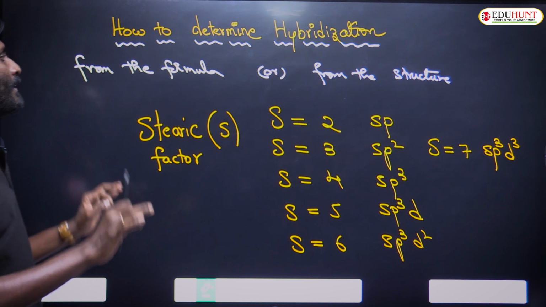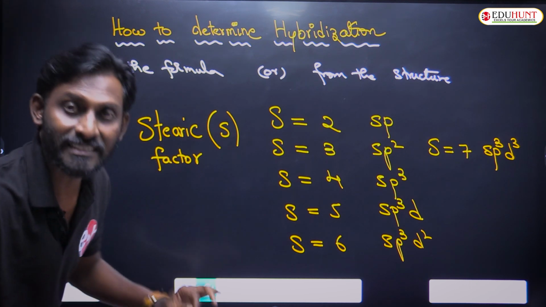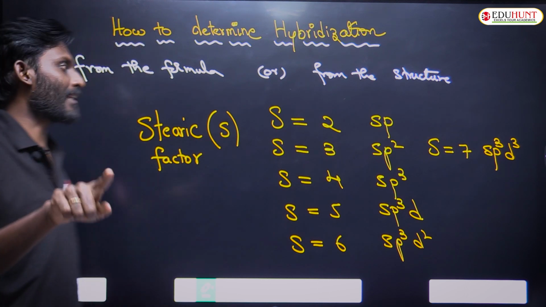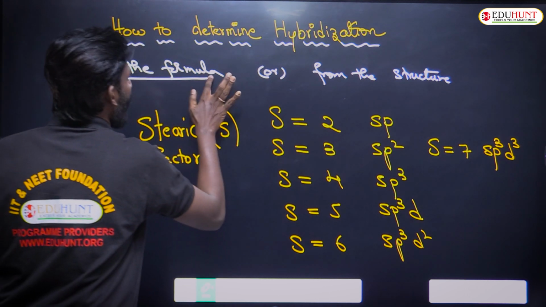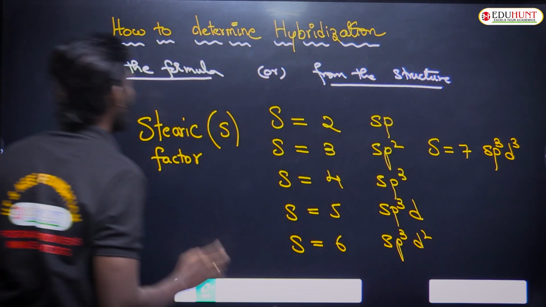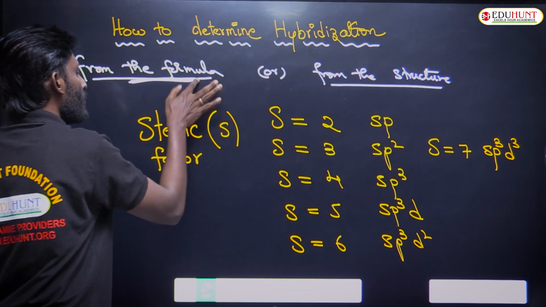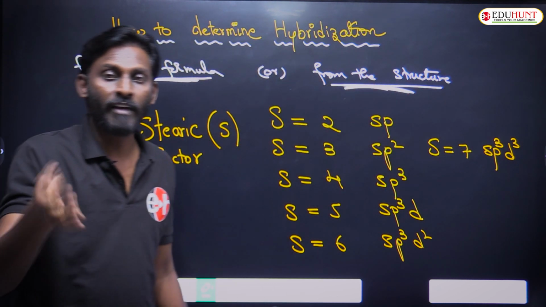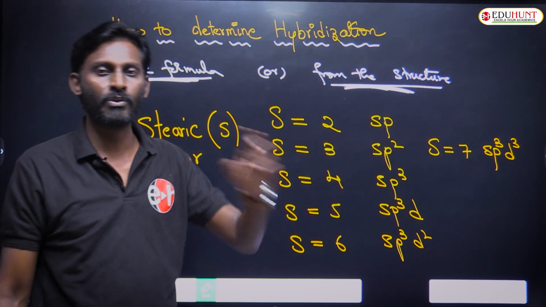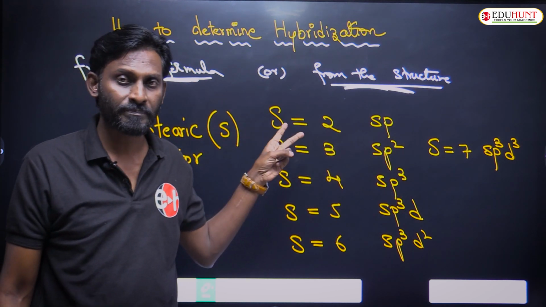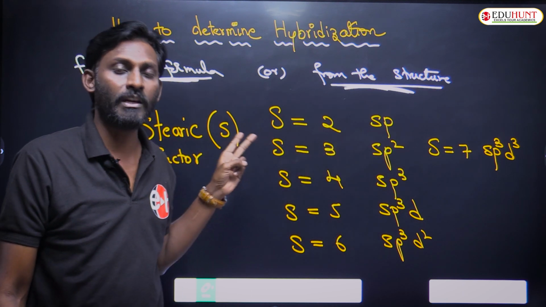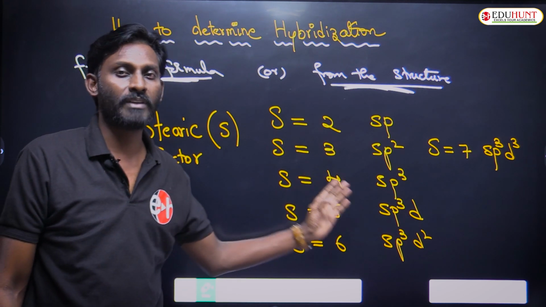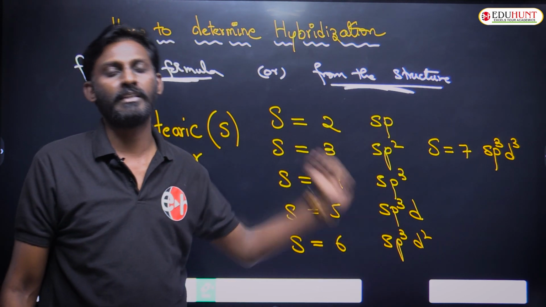What is really important here is that in this class, we are going to learn how to determine the hybridization of the central atom by just looking at the formula or by looking at the structure. From the formula you need to calculate the S value. From the structure also you have to calculate the S value. When you know the S value, then simply the hybridization. Do remember always, if the S value is 2, sp hybridization. S value 3, sp2, S value 4, sp3, S value 5, sp3d, S value 6, sp3d2.